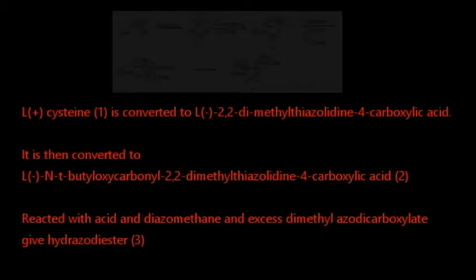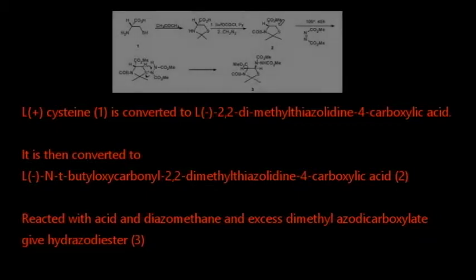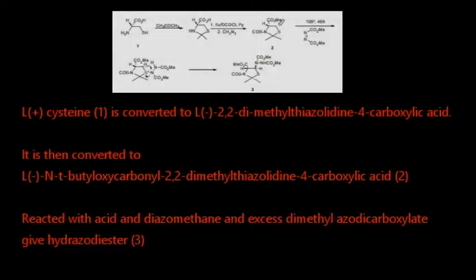First, L-cysteine is converted to L-2,2-dimethylthiazolidine-4-carboxylic acid. It is then converted to L-N-tert-butyloxycarbonyl-2,2-dimethylthiazolidine-4-carboxylic acid, numbered as 2, with pyridine and tert-butyloxycarbonyl chloride prepared in situ from tert-butyl alcohol, phosgene, and pyridine in methylene chloride at negative 74 Celsius.